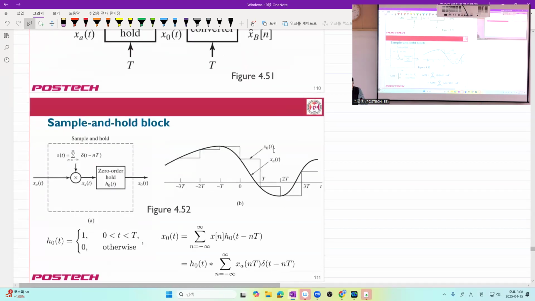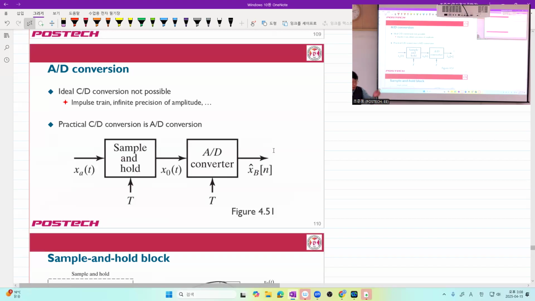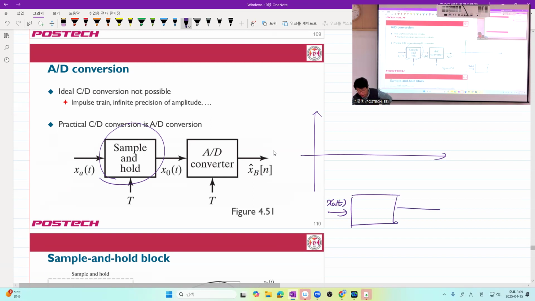Okay. Here was the story about the sample and hold. I really hate it because I have no idea how they really implement this as a circuit. But sample and hold can be understood this way. So you have an analog circuit, and here you have a sample and hold output. By the way, sometimes it is abbreviated as SOH.